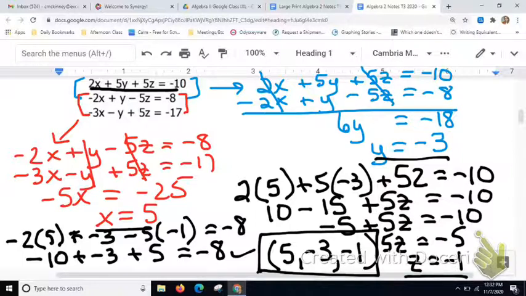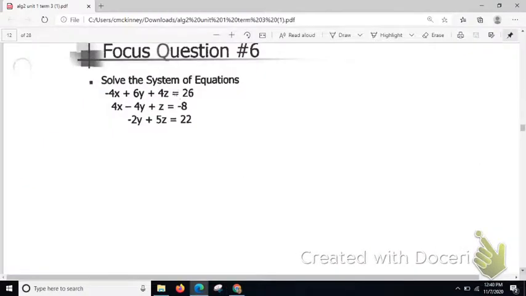So let's look at another example. Okay, I tried to find a way that this was going to give us a little more of the screen, and I'm not really sure that it does, but I tried. So this is focus question 6, because the focus questions were numbered starting with the systems of 2. So that's why it's number 6.